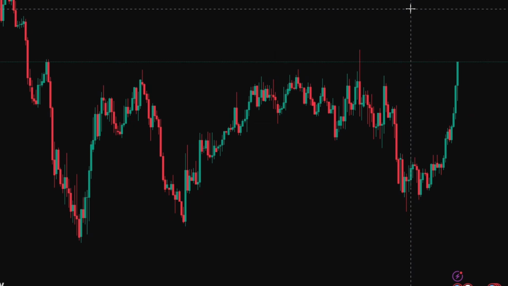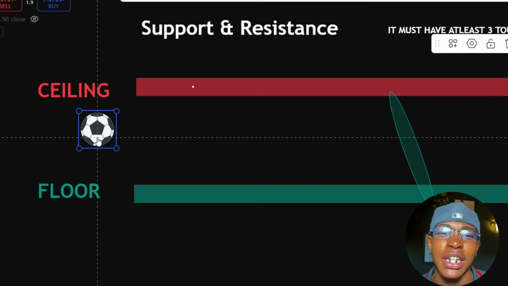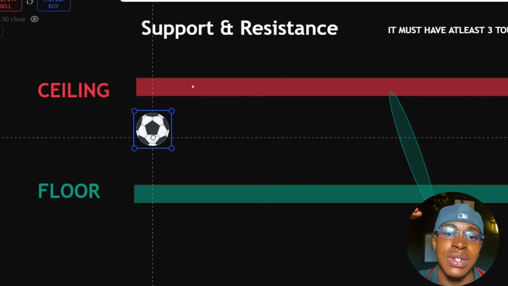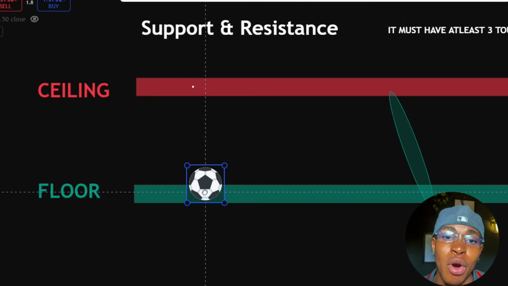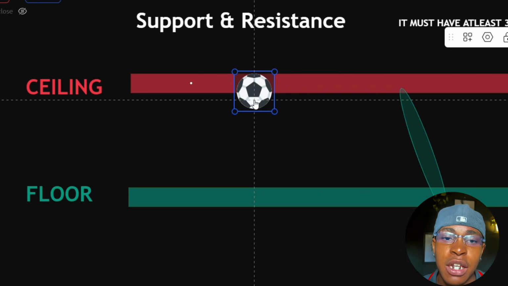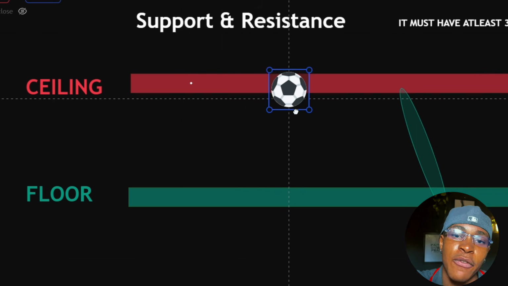Support and resistance are simply areas where price reacts. Think of it like a ball in a room. The floor acts as support and the ceiling acts as resistance. Whenever the ball hits the floor, aka the support, it bounces back up, and whenever the ball hits the ceiling, aka resistance, it falls back down. So the forex market behaves in a very similar way.